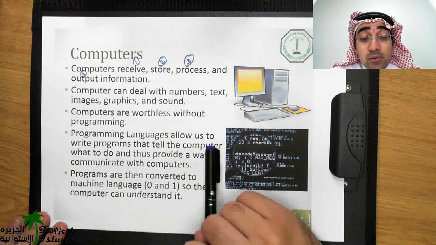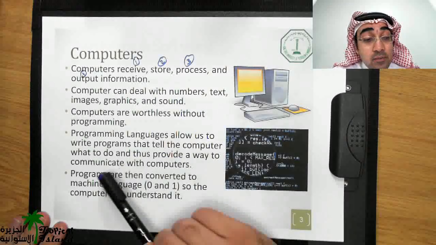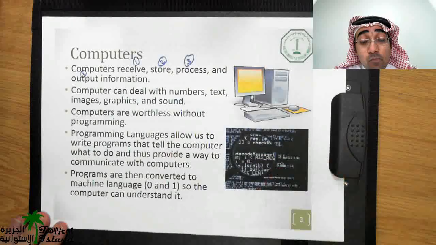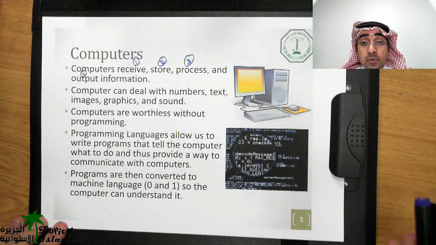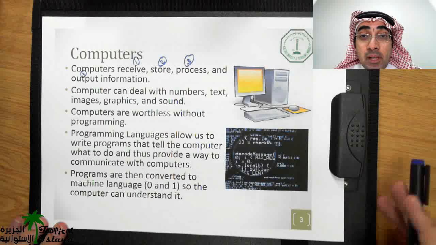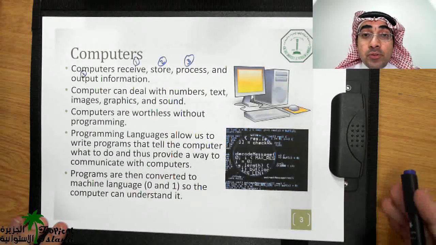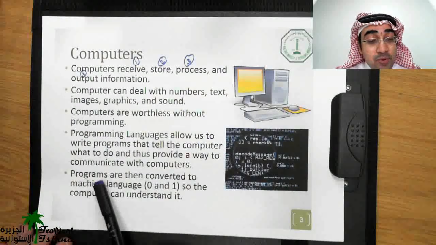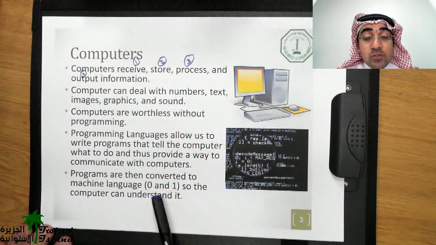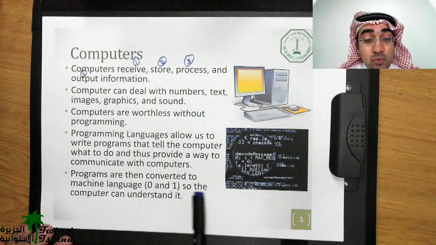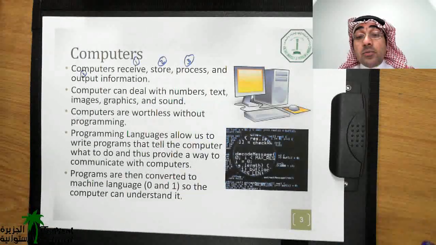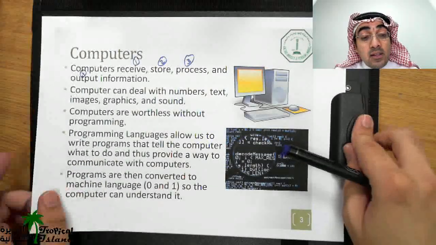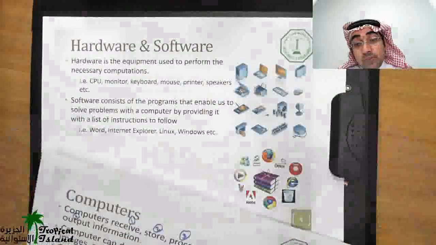Okay, programming languages allow us to write programs that tell the computer what to do and thus provide ways to communicate with computers. So basically this is it. Computer programming is a means of communication or telling the computer what to do based on our input. Okay. Programs are usually converted to a machine language. A machine language is nothing but a bunch of zeros and ones, so that the computer can understand them. So the computer hardware basically understands only the machine language. It doesn't understand anything other than machine language.